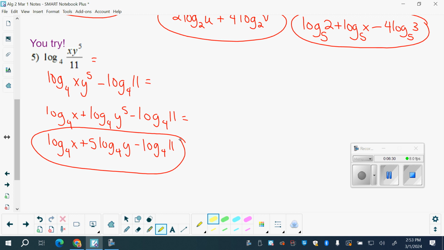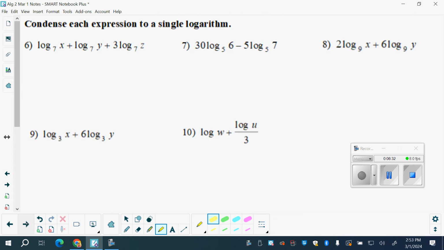Okay, so now we're going to go the other direction. The other direction is a little harder. Tends to be a little harder. Okay, so on the first one, number 6, is the number in the front the same on all of those? No. So our goal this time is to condense to a single log. We cannot condense to a single log until this number is the same in the front.